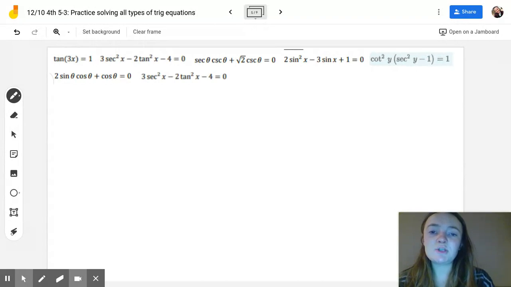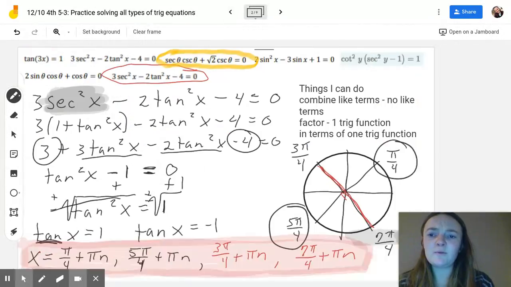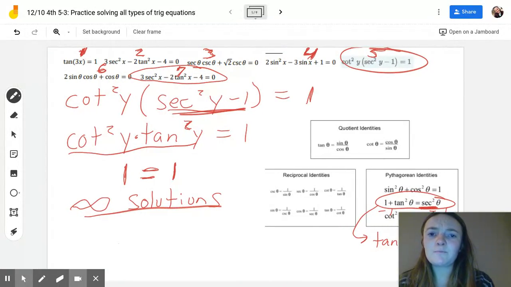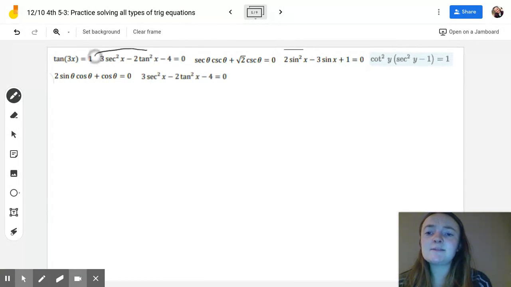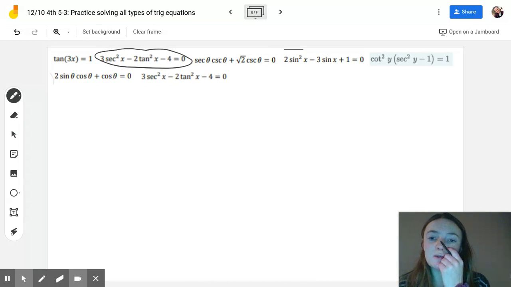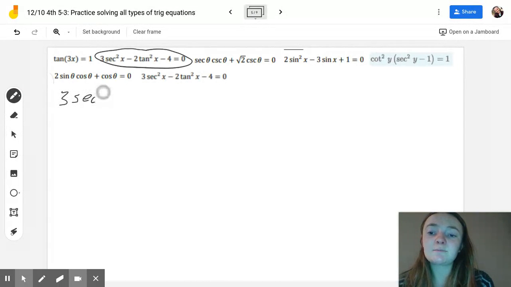The next question, and if I'm remembering right, I don't think we did number 2. Nope. We're going to do number 2. So this one looks like this: 3 secant squared x minus tangent squared x minus 4 is equal to 0. So I want to go ahead and solve this.